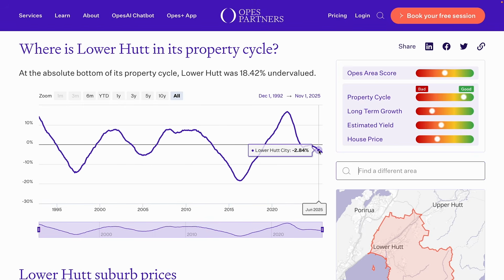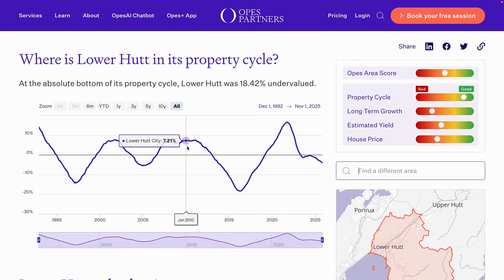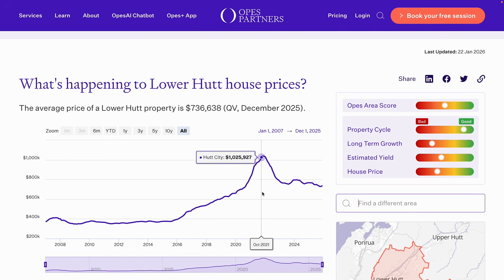Now, if we look at Lower Hutt, for example, it's slightly undervalued, but it's probably not as undervalued as I'd personally like to see. There's probably still going to be a period where house prices there are relatively flat. Now compare that to after the GFC, the global financial crisis, when Lower Hutt was 20% undervalued. Then the market went crazy in the 5 years after that.